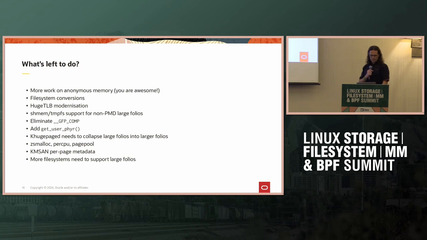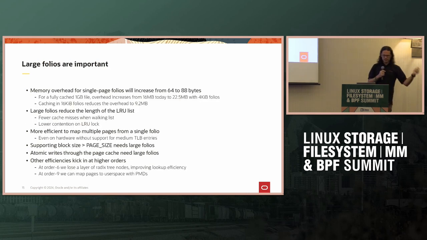And more file systems need to support large folios. This is important. This is what I want the file system people to take away from this. I used these numbers earlier. The memory overhead is going to start increasing, and this is probably going to happen in the next couple of years. So I would really like file systems to take on board that they need to switch to using large folios. Large folios have a system-wide benefit in that they reduce the length of the LRU list, and for some workloads the LRU list is really, really long, and the LRU lock is held for a very long time.